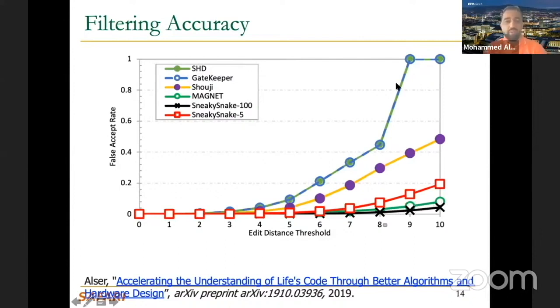The dark green over here is SHD, then GateKeeper overlaps with that. You can see, for example, GateKeeper at edit distance threshold 9 or 10, they don't reject anything. So they accept basically everything, so they have a false accept rate of 100%. And Shouji is somewhere in the middle. But they still all perform very well up to 5%, which is the typically used edit distance threshold. So we normally use somewhere around 5% of the sequence length.